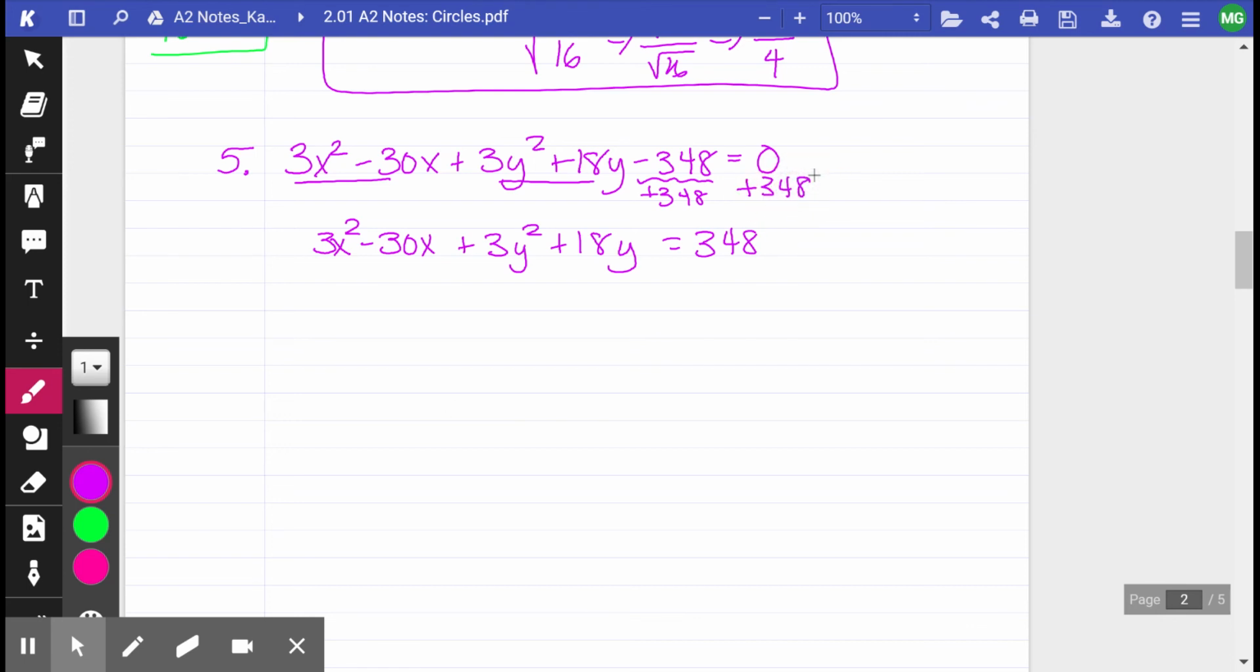All right, try this one on your own. So pause it and do the work and then check back with me.